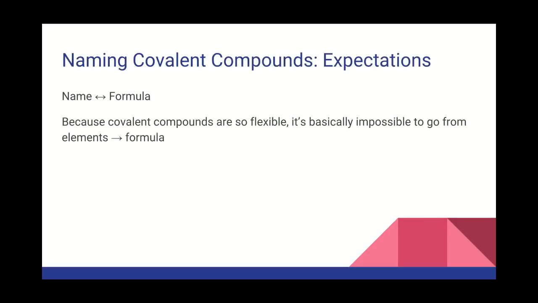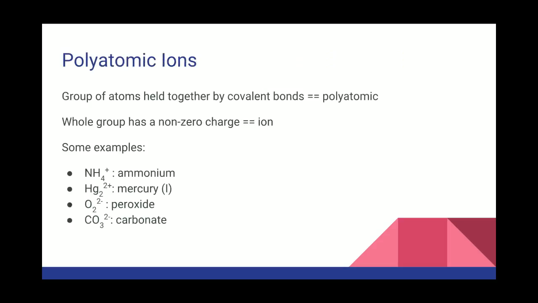So what do I expect from covalent compounds? You have to be able to go from name to formula, from formula to name. And because covalent compounds are so flexible, you cannot go from elements to name or formula. So just the two: name to formula, formula to name. And that will do it for covalent compounds and organic compounds. When we come back in our next lecture, we will start talking about polyatomic ions.